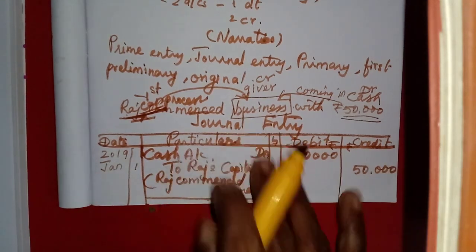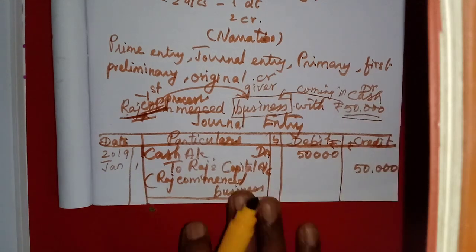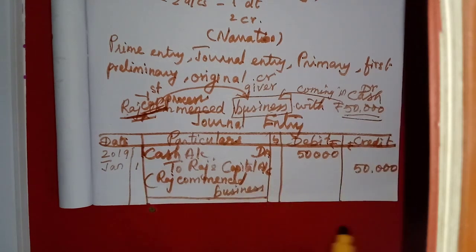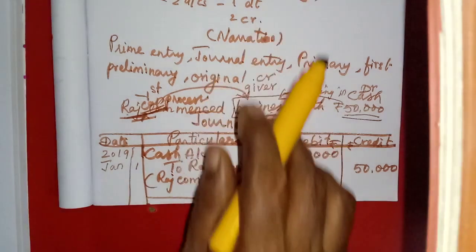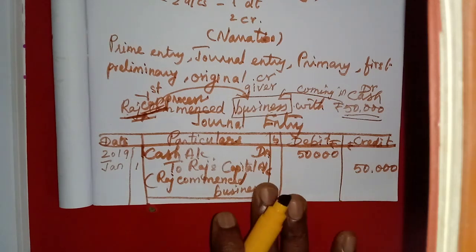At the end of each page, because in olden days it was written in a notebook only, they will write the total. Many journal entries will be there, and they will write the total here. So this is called a journal entry.